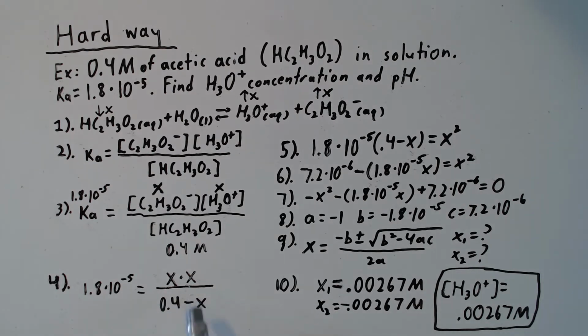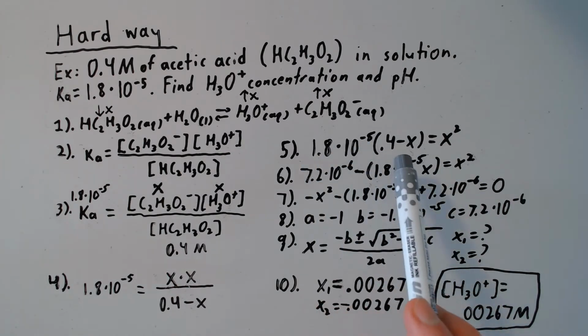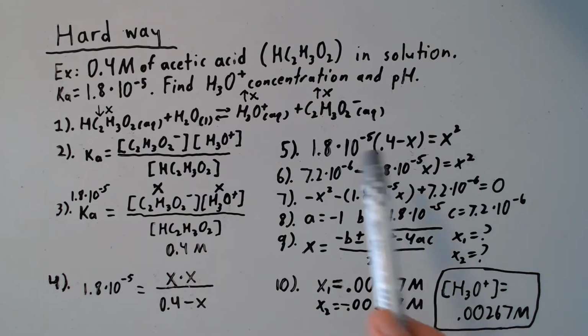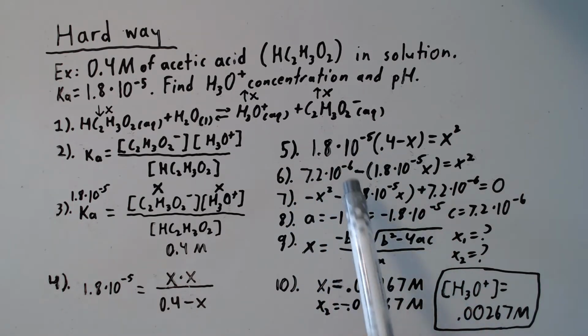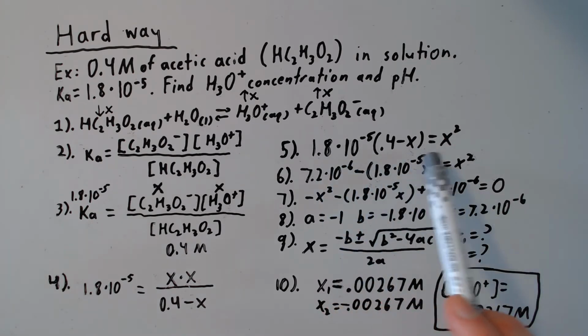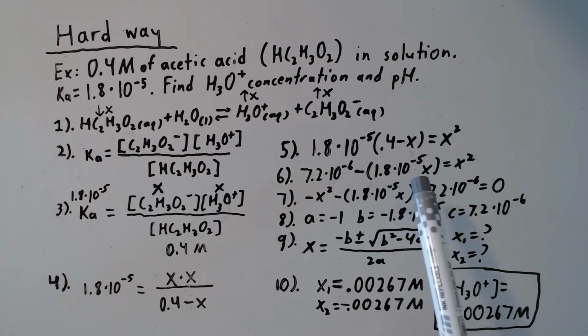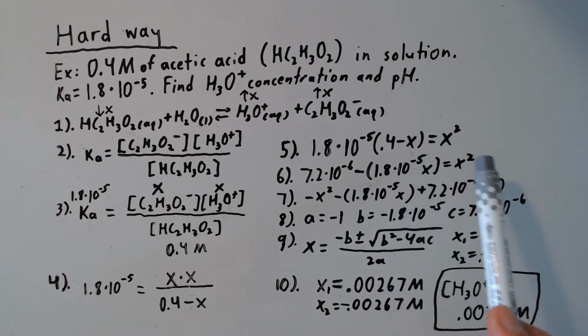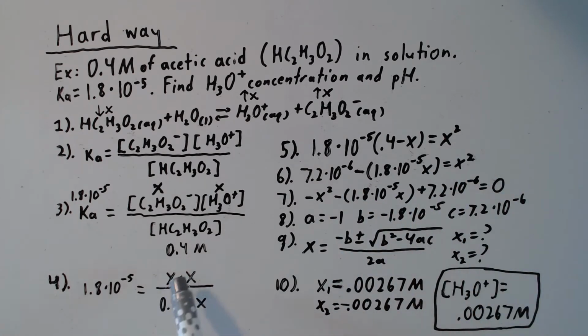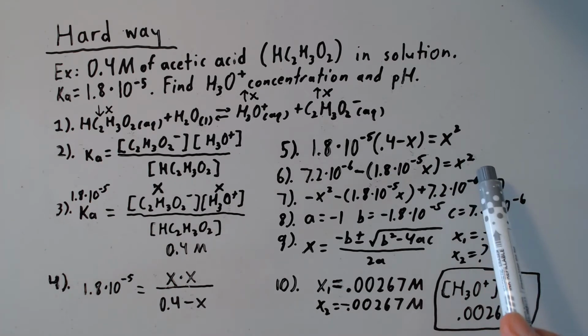First, I take this lower portion and multiply it by 1.8 times 10 to the negative fifth, right here. Then I distribute the 1.8 times 10 to the negative fifth within the parentheses. So here I distribute it and multiply by the 0.4 to get 7.2 times 10 to the negative sixth. And I multiply the 1.8 times 10 to the negative fifth by the minus x to get minus 1.8 times 10 to the negative fifth times x. So I distribute it to each one of these terms. And here I multiply these x's on top to get x squared right here. So this is x squared.